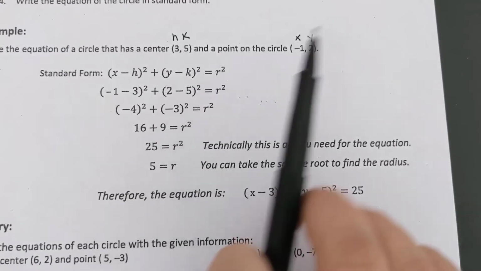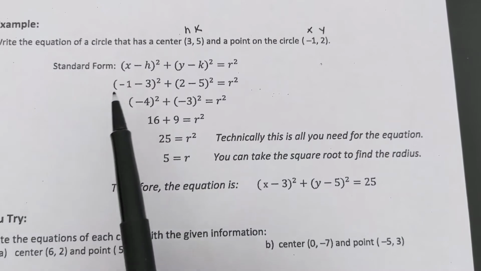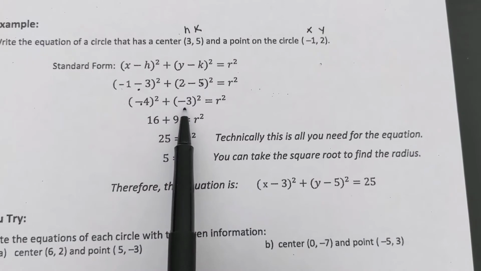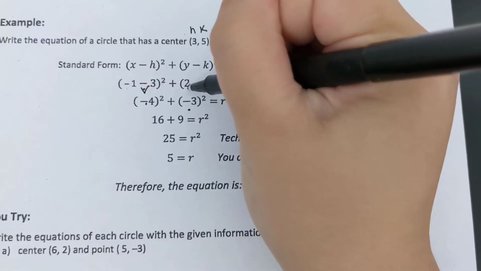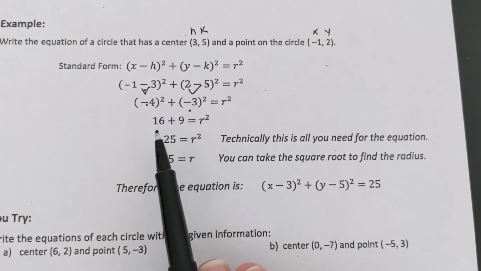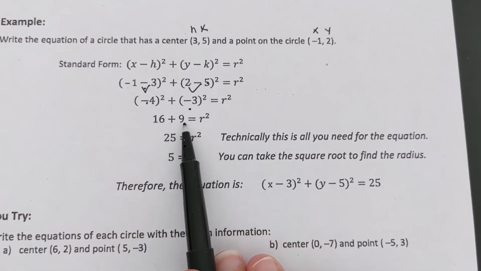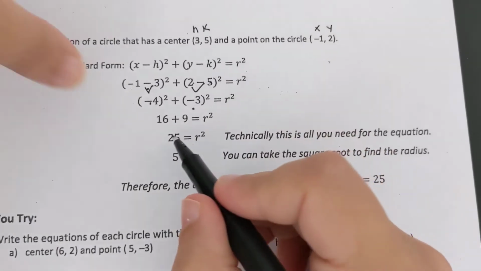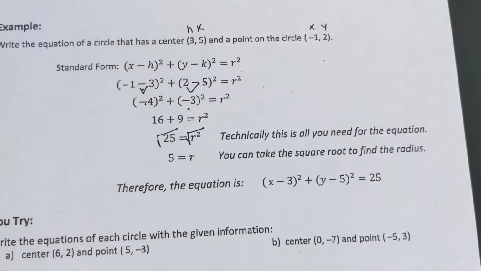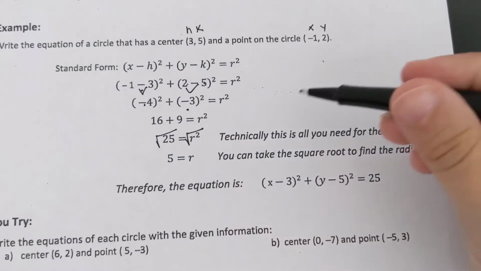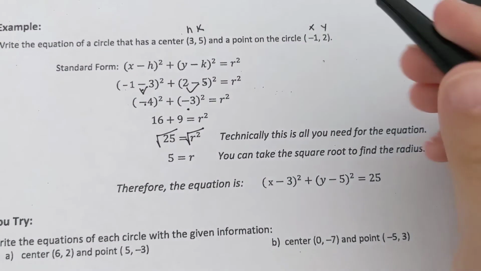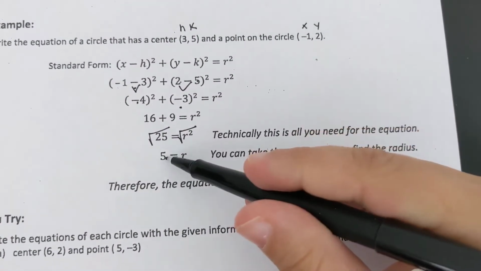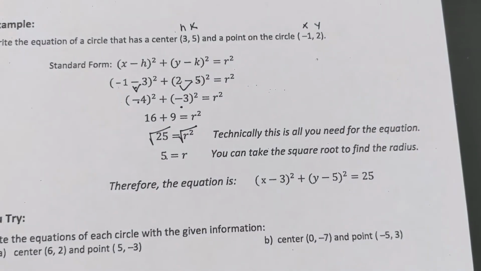So now you have to follow order of operations, parentheses first. In parentheses, negative 1 minus 3 is negative 4. 2 minus 5 is negative 3. So we did the parentheses first. Then you do exponents. Negative 4 squared is 16. Negative 3 squared is 9. We add those together to get 25. To get rid of the squared, we would square root both sides, which is where we got 5. So technically all you need for the equation is the radius because they already gave you the center. So they plugged in h and k and they squared the radius to get the final equation.